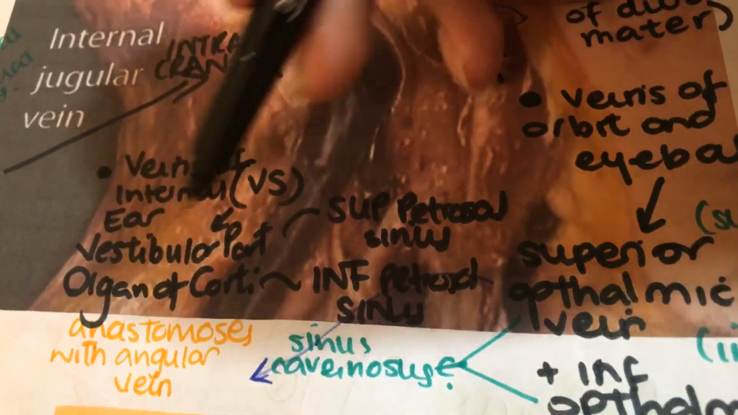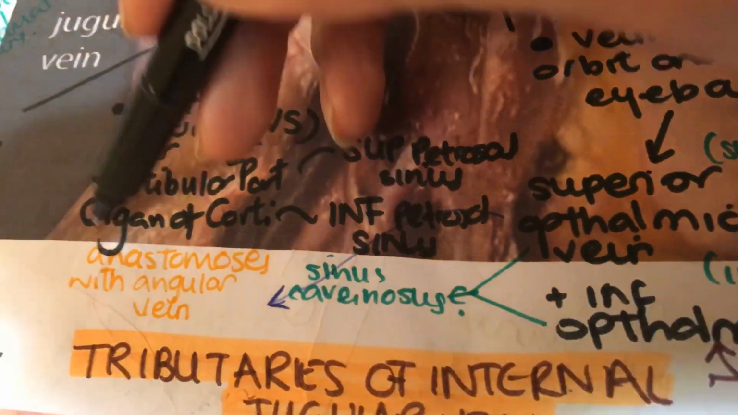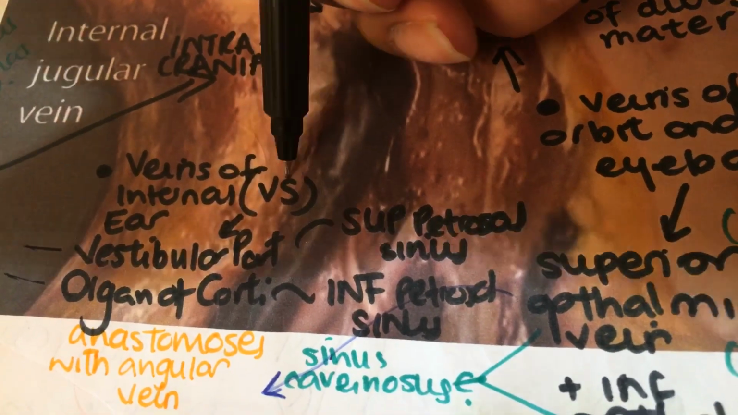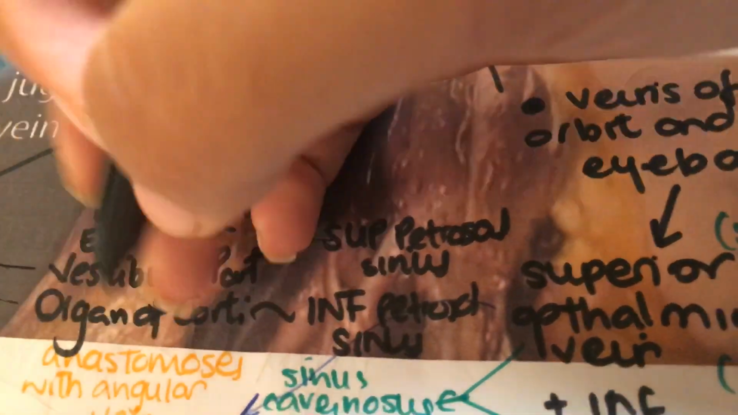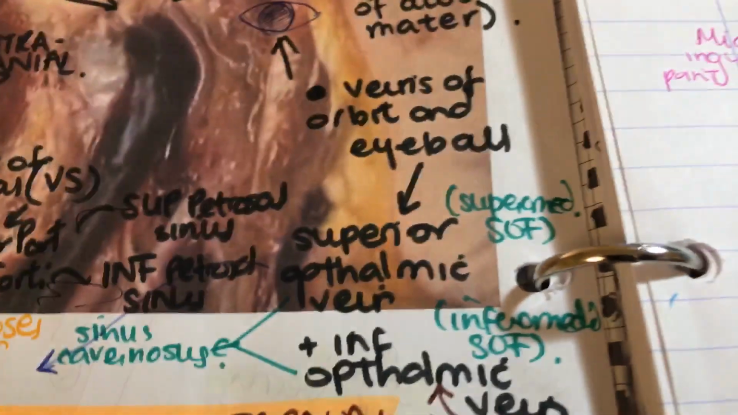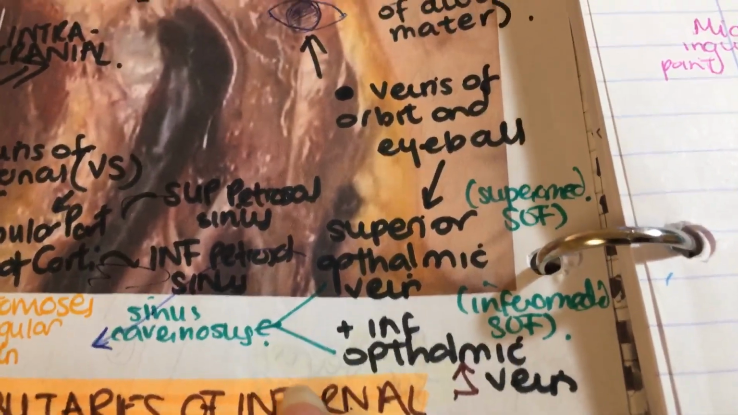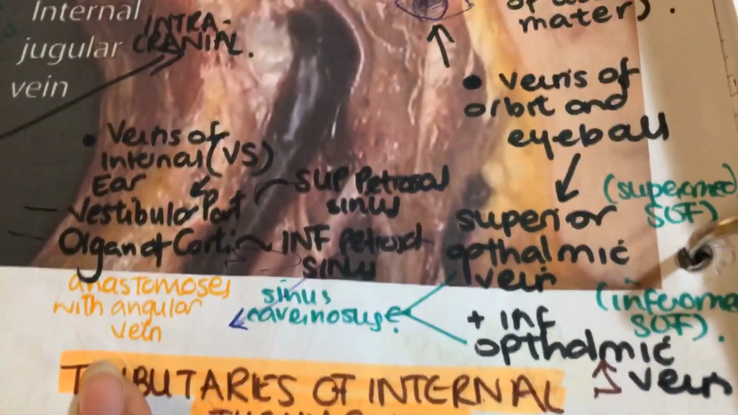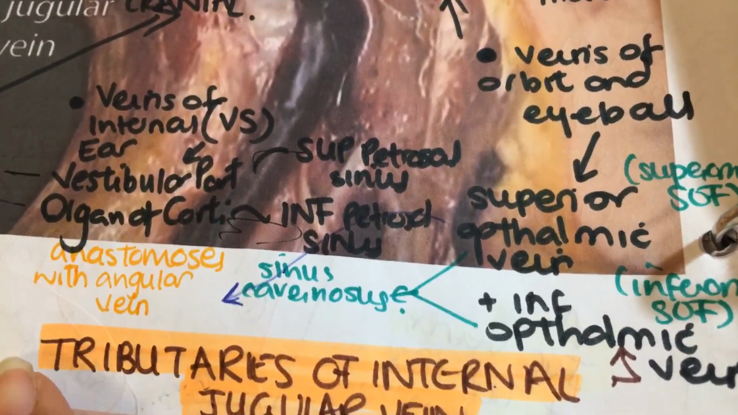And then there are also the veins of the internal ear: the vestibular part and the organ of Corti. The vestibular part goes through the superior petrosal sinus, and the organ of Corti goes through the inferior petrosal sinus. Something else to remember is that the superior ophthalmic vein and inferior ophthalmic vein both drain into the cavernous sinus, and these anastomose with the angular vein, which is a branch of the facial vein.